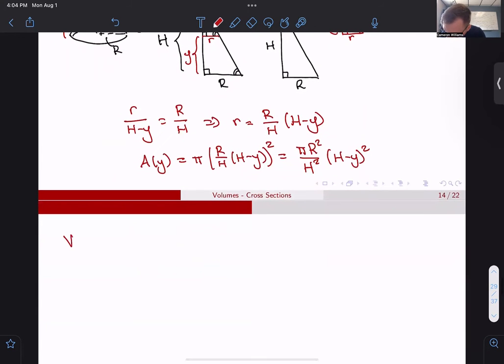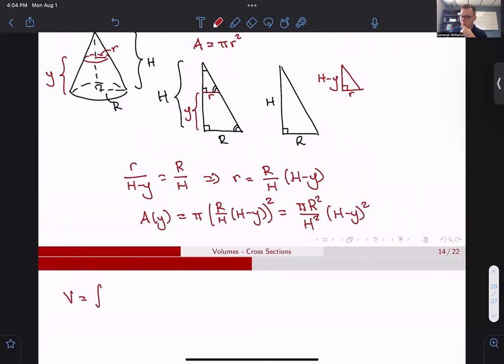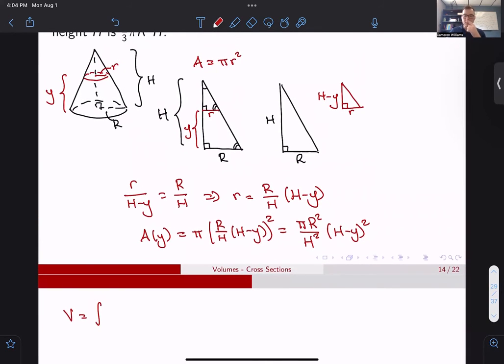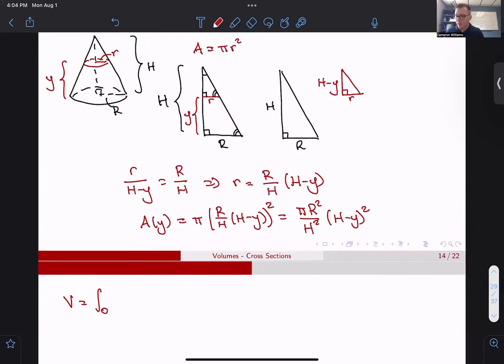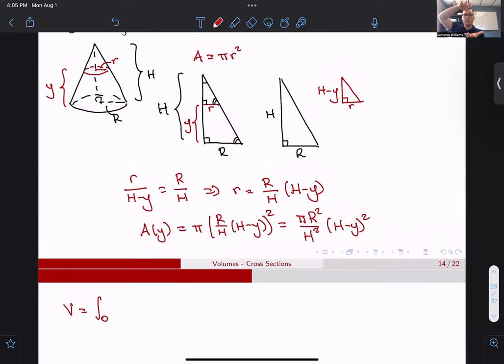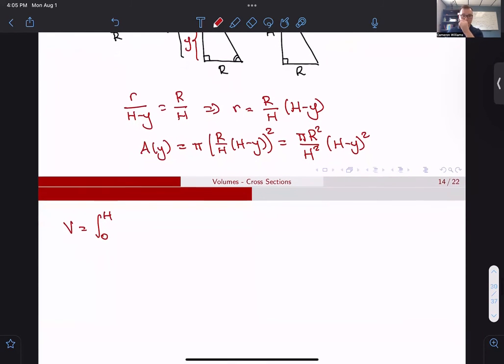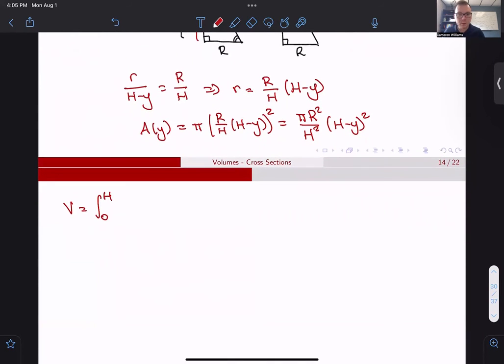All right, so setting up our volume, we have our integral, but we don't know what to integrate from and to yet. If we start with our cross section all the way down here first, and then bring it all the way up, we're starting at the base. We might as well say that height is 0, so y starts at 0. Then it goes all the way to the top, which was a full height of big H. So volume is going to be the integral from 0 to big H of area as a function of y, dy.